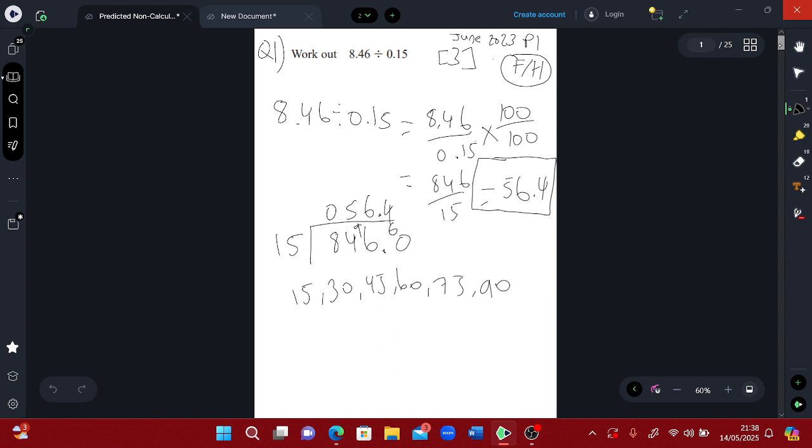Yeah, let me know. But these are the questions, especially for higher tier. But some of these are for foundation and higher. The first 8 questions, they're useful for everyone, for non-calculator. So yeah, these are the questions that they love to ask and what comes up time and time again.